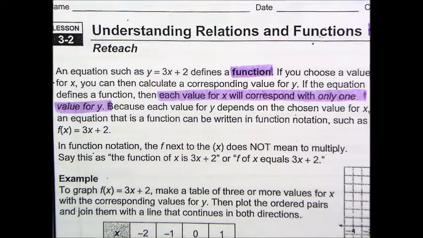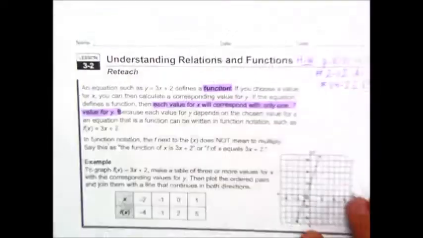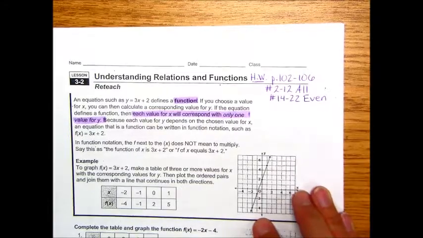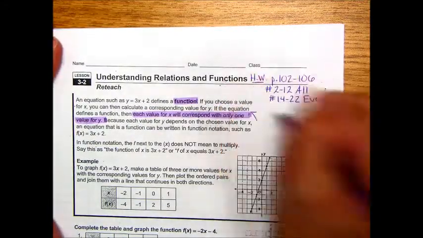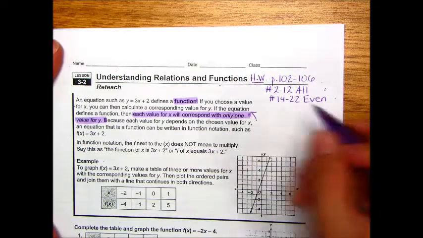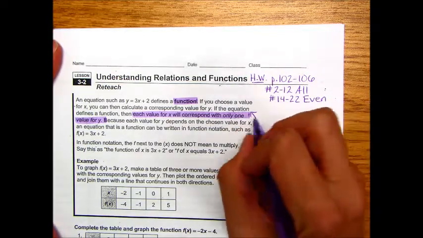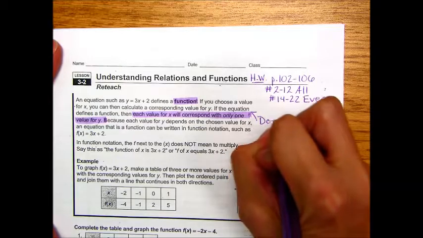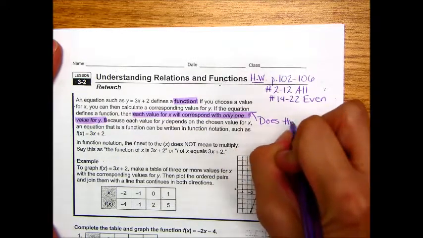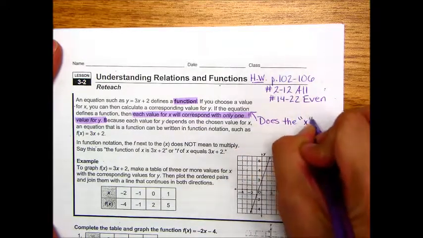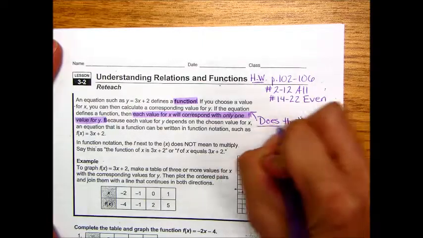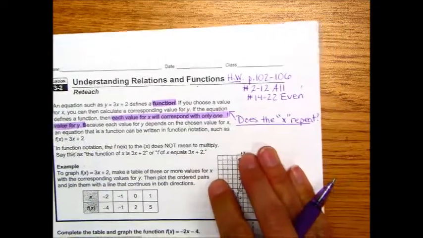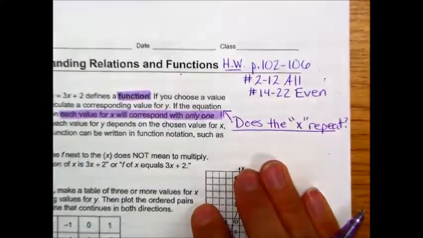The first way we want to be able to determine if something is a function is to look at a table of x and y values and tell right away if it's a function or not. We're going to do that by asking ourselves one easy question. I'm going to write down this question: does the x repeat? When we ask ourselves that question, does the x repeat?